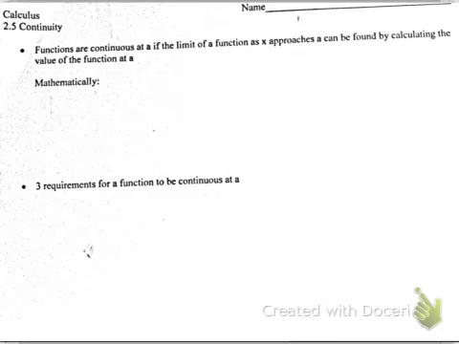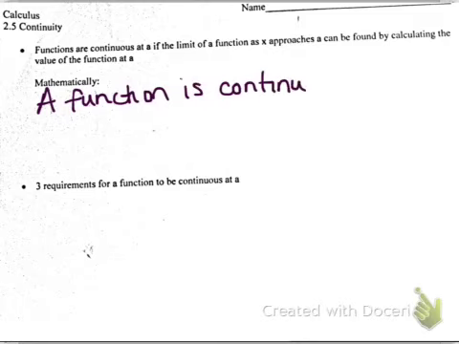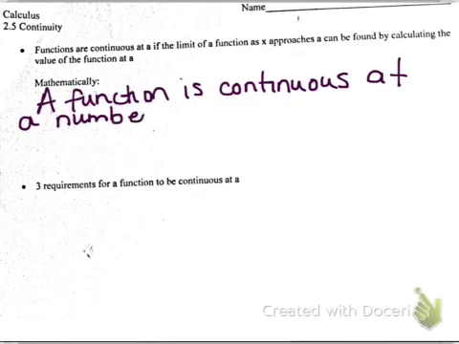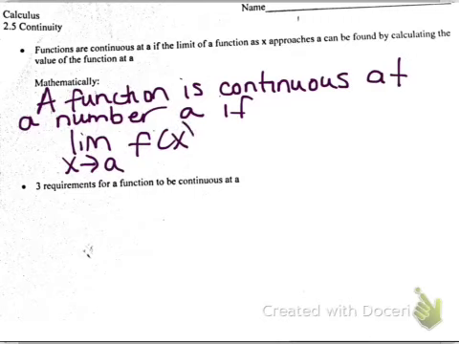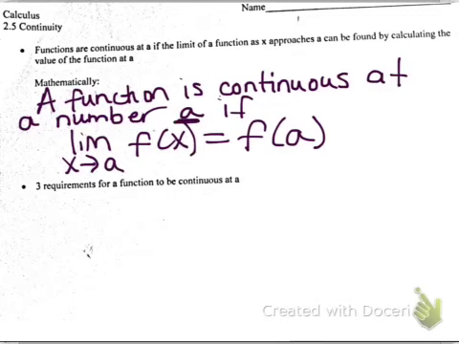Okay? So mathematically, I'm going to say a function is continuous at a number a if the limit as x approaches a of the function equals f of a. We've done a lot of problems where you're finding f of 2 or the limit as x approaches 2. So if a function is continuous at some number, some constant, then the limit has to equal the function value.